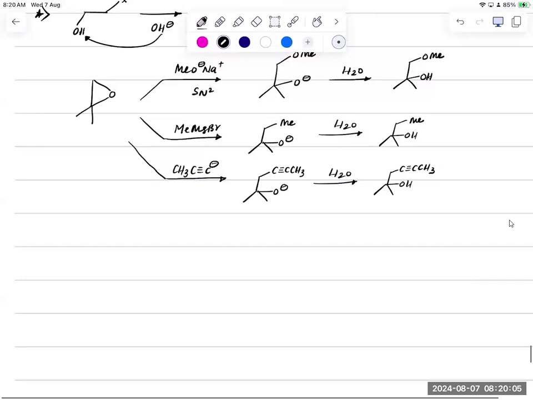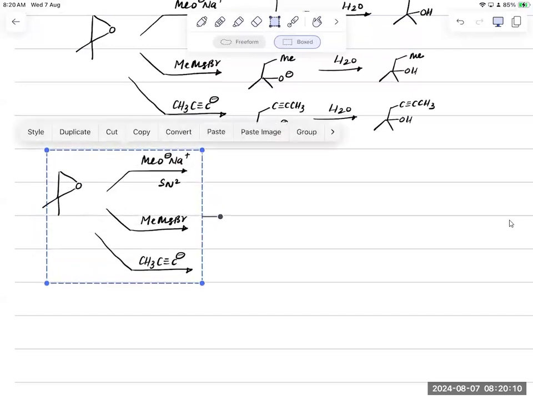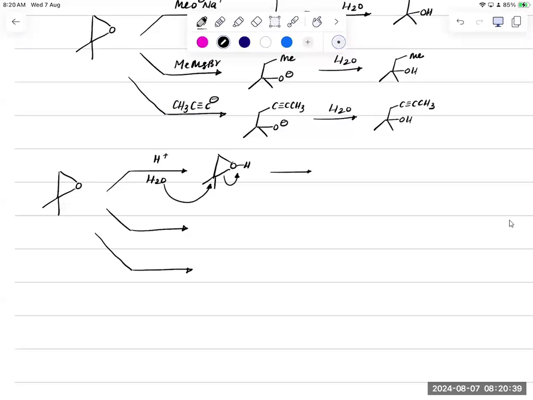But if the same question is given in a different format, where you have protonation first, that means we have taken an acidic medium. If I take H plus and then H2O, first you get protonation like this. This protonation is followed by the attack of water, and this time the water attack will be on the more substituted side. So the product you get is OH and two methyl groups with one OH group here. Done.